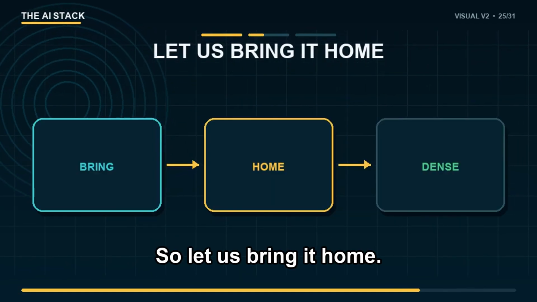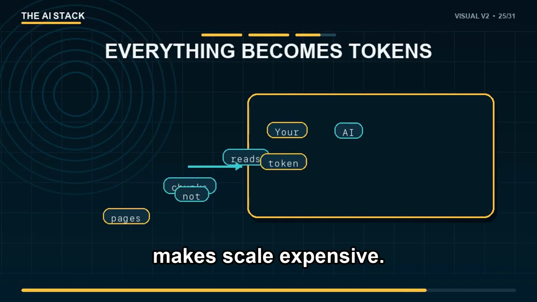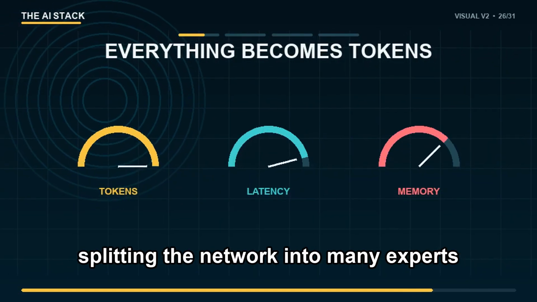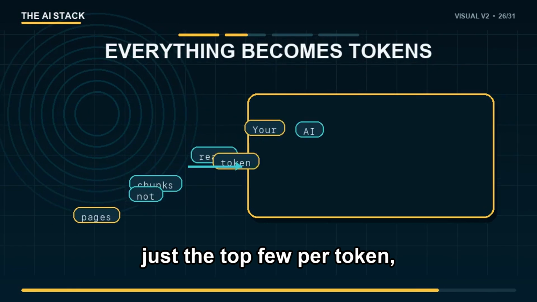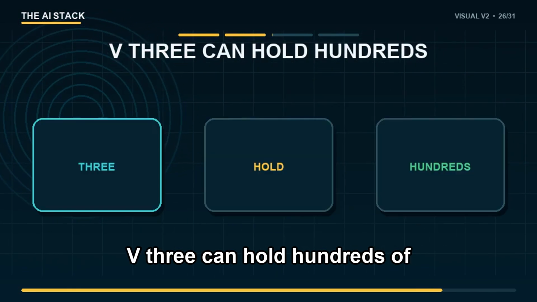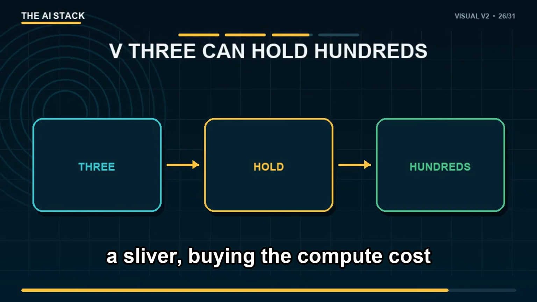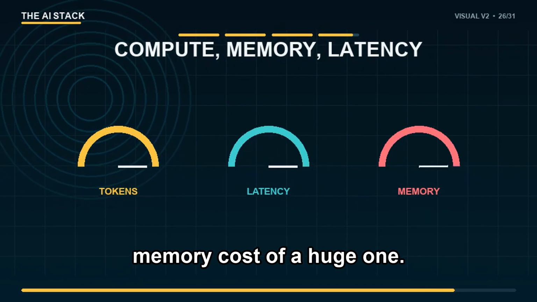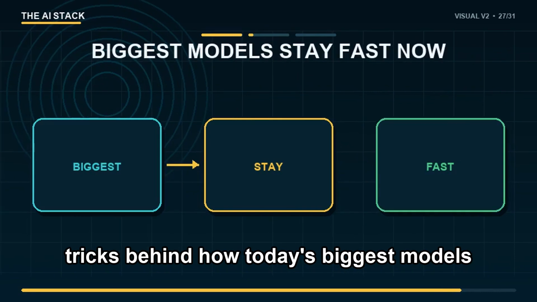So let us bring it home. A dense model runs all of its parameters for every token, which makes scale expensive. Mixture of experts breaks that by splitting the network into many experts and letting a small router pick just the top few per token. So, models like Mixtral and DeepSeek-V3 can hold hundreds of billions of parameters while activating only a sliver, buying the compute cost of a small model with the memory cost of a huge one. That is one of the deepest tricks behind how today's biggest models stay fast.